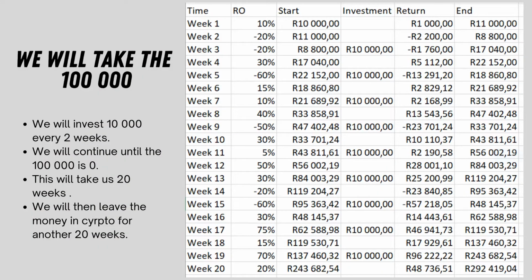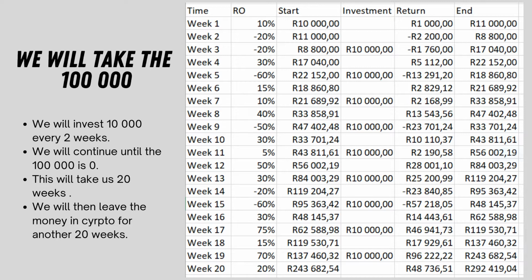Now we've got the first 20 weeks of our investment strategy. Just a reminder, on the left you'll see the assumptions we're making. In week 1, the first day, we invested 10,000. I worked in rands, so I invested 10,000 rand, and in that week it returned 10%. My return for that week is 1,000 rand, so at the end of the week I've got 11,000 rand. At the start of week 2, I've got 11,000 rand. Now I've lost 20% on my investment, so the return is minus 2,200, and I'm left with 8,800.